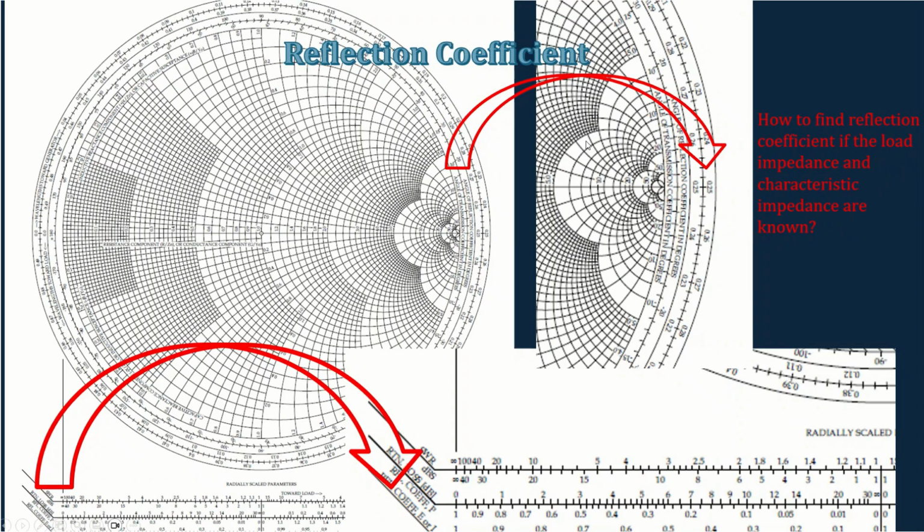In this video, we are going to see how you can utilize the Smith chart to find out the reflection coefficient. We have parameters like the reflection coefficient magnitude and the angle of the reflection coefficient in the Smith chart. So we can see, if we have the load impedance and characteristic impedance known, how we can utilize this to find out the reflection coefficient.